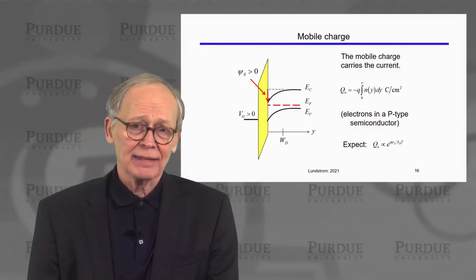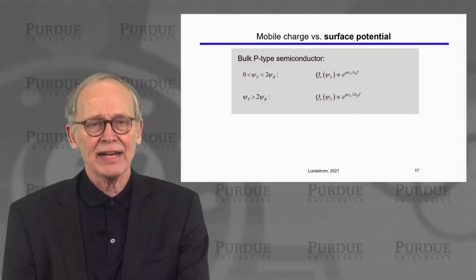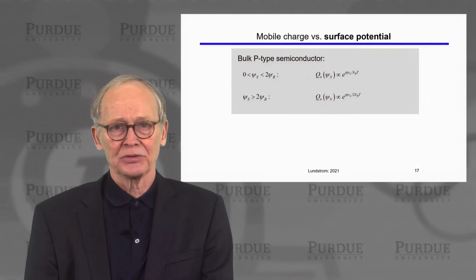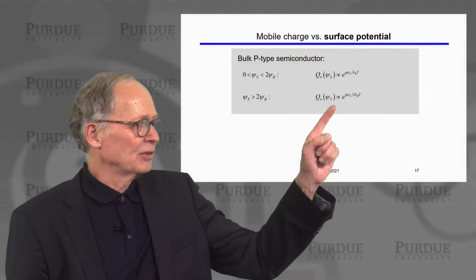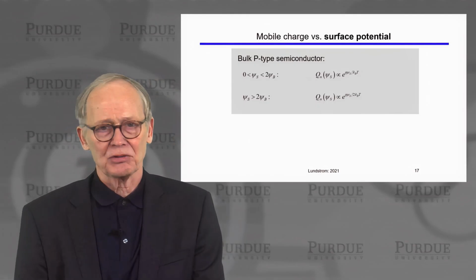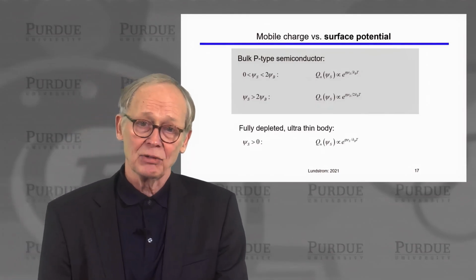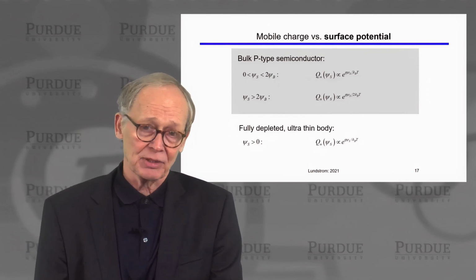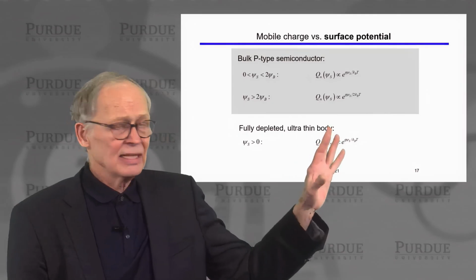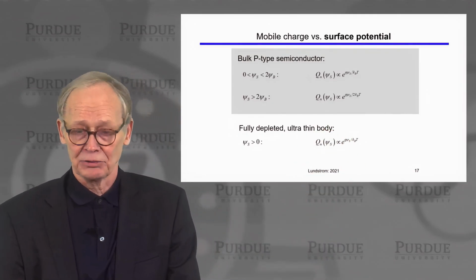And we can expect that it's going to vary exponentially with surface potential. And in fact, we worked this out, and we showed that it does vary exponentially with surface potential. There is a factor of 2 in a bulk semiconductor above threshold, but it still varies strongly, exponentially with surface potential. In an ultra-thin body, fully depleted channel, which is more typical of the modern highest performance transistors, it varies exponentially with surface potential above and below threshold.